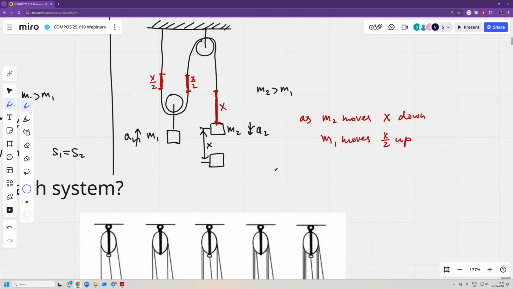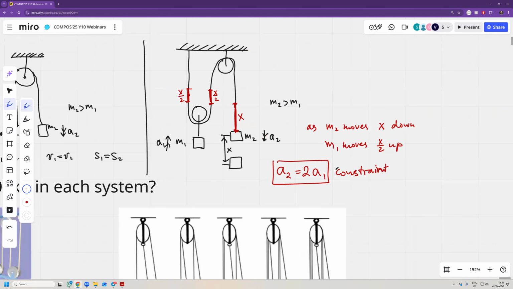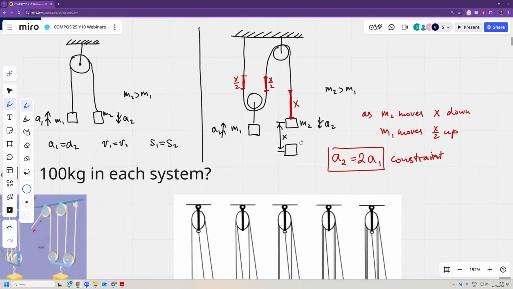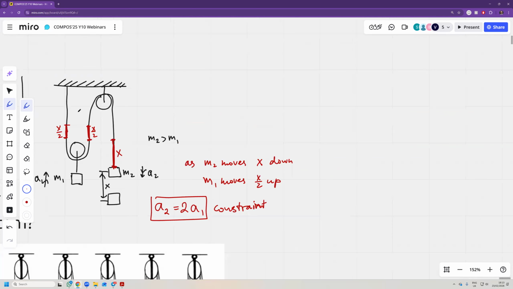As a matter of fact, A2 is going to be double A1 in this scenario, and that is also a constraint. It's just not a 1-to-1 ratio. The ratio is 2-to-1. That happens. And you can easily prove that. That means S1 is half of S2. So the distance traveled by the first mass is half the distance traveled by the second mass.